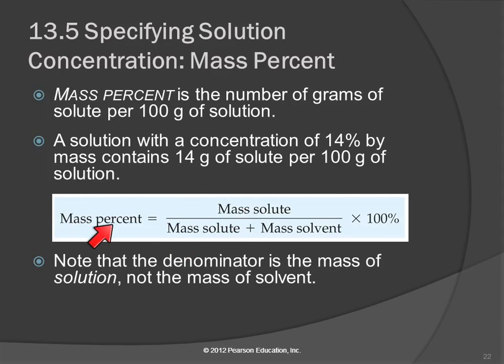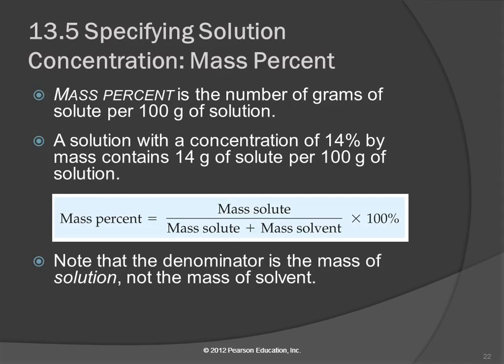If you want a mathematical equation for that, it's the mass of the solute divided by the mass of the solution. Now they sometimes get a little tricky on questions, and they'll give you the mass of the solvent and the mass of the solute and make you add them together. It's the mass of the whole solution. So that's the part, the solute, divided by the whole thing times 100. So the denominator is the solution, not the solvent.